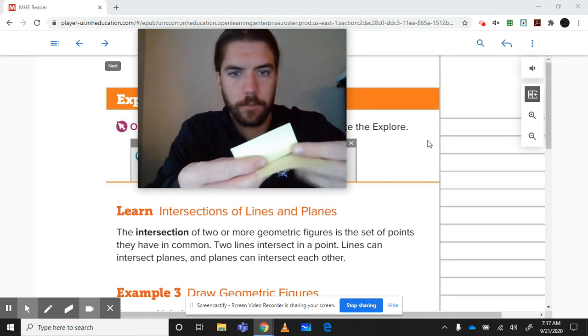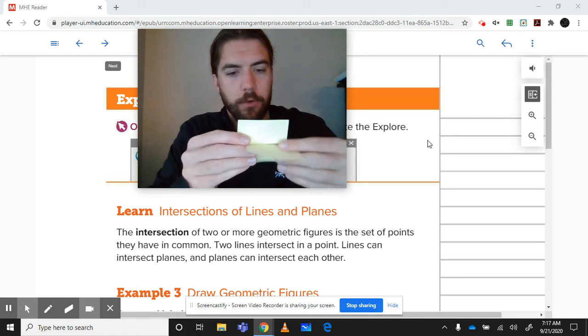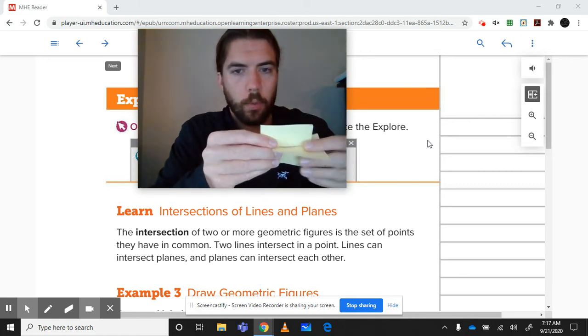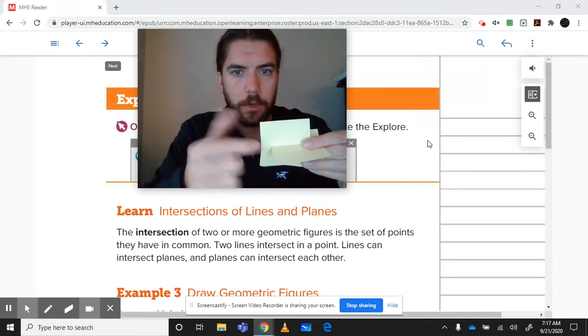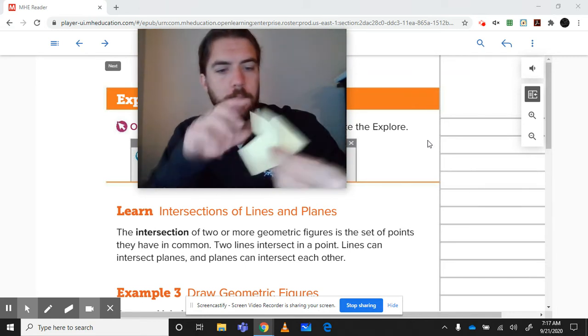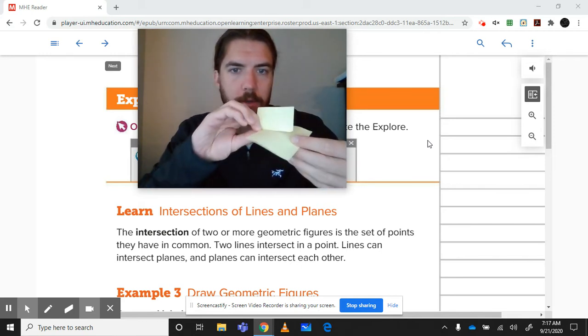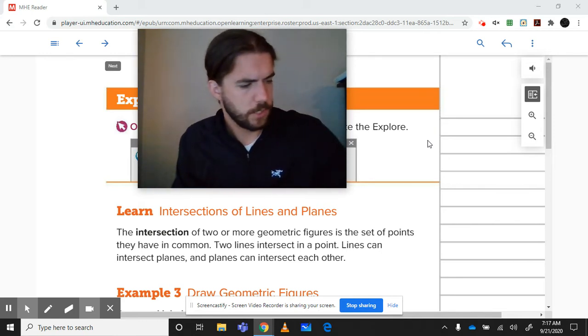Well, you can imagine this is kind of like maybe you're inside of a room and there's a floor and there's a wall. And what do you get where the floor meets the wall? Well, you get a straight line, a little crease right there. You get a straight line. Okay, so the intersection of two planes is a line. Okay, so it's kind of interesting.